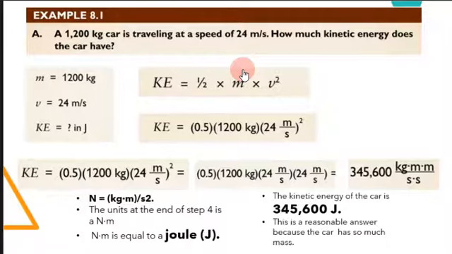Alright, so that means it's a reasonable answer because a car has a lot of mass. It's a big car. Cars are heavy. So that makes sense that it would be such a large number. We might want to call it kilojoules by saying 345.6 kilojoules. I would move that decimal point over 3, right? Kilojoules, 3, that's 1,000, 3 zeros.